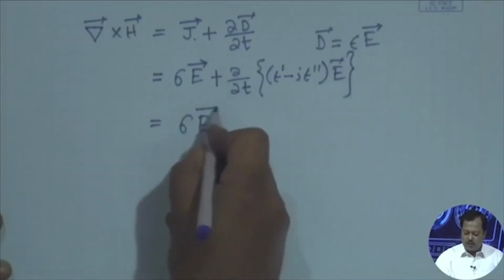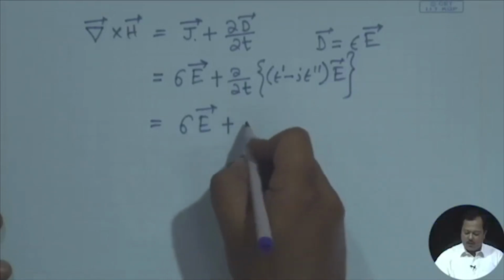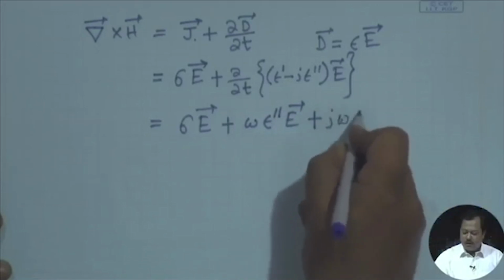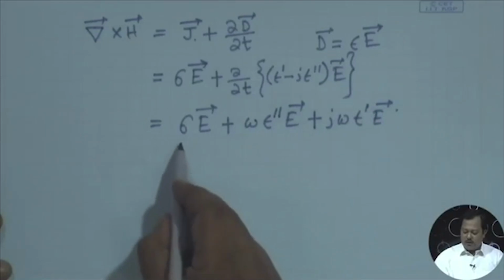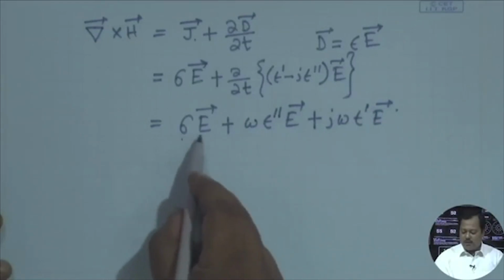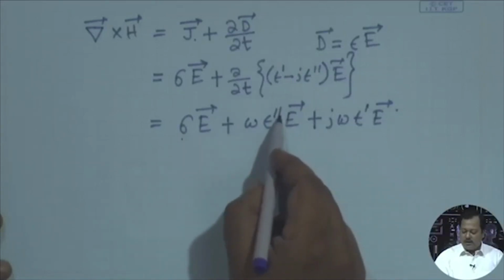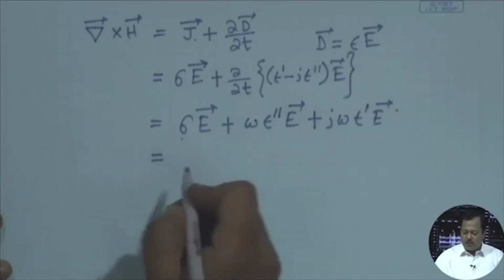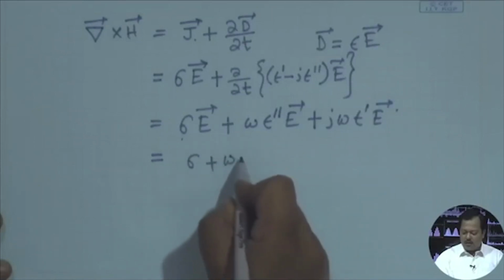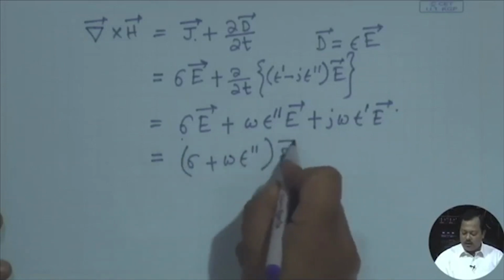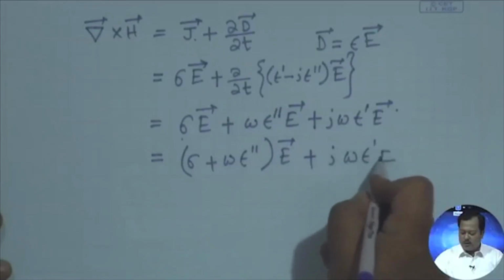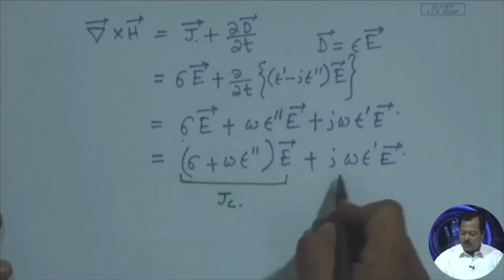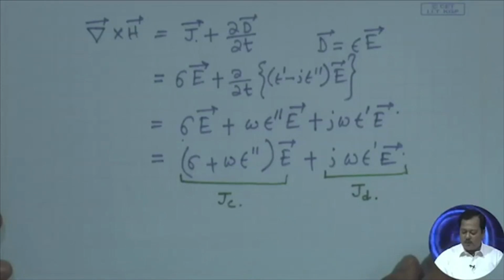So, it comes to sigma E plus omega epsilon double dashed E, plus the imaginary quantity j omega epsilon dashed E. Because of this real quantity sigma, we know that this medium will behave as a lossy medium. Now, we see the quantity epsilon double dashed, which in the final expression adds up to this real quantity. Together, this is sigma plus omega epsilon double dashed, times E, and the imaginary quantity we have is j omega epsilon dashed E. The first part we can call the conduction current component J C, and the second part we can call the displacement current component J D.